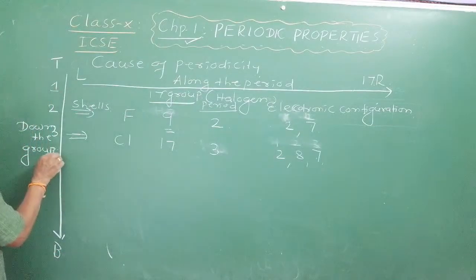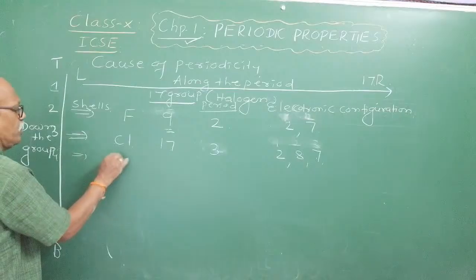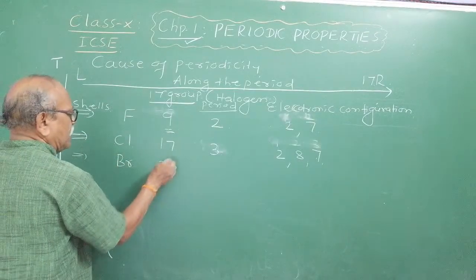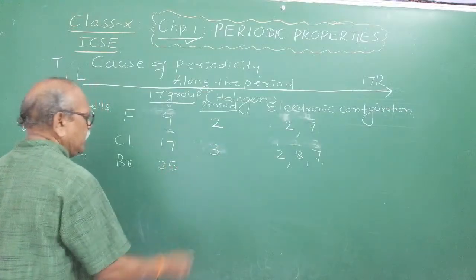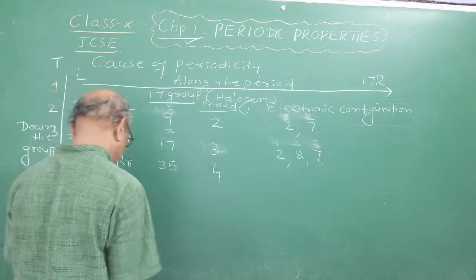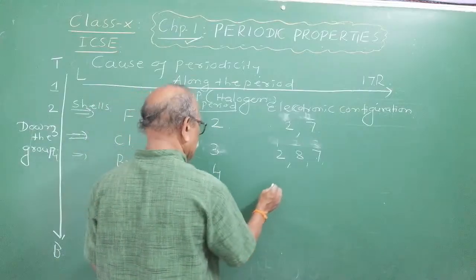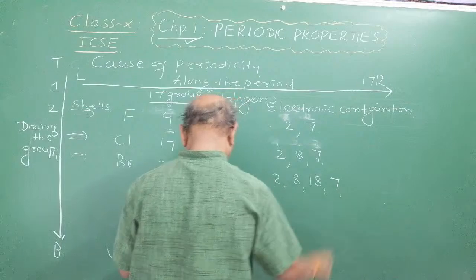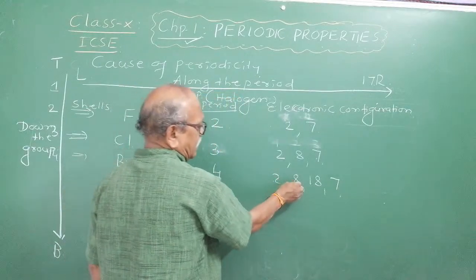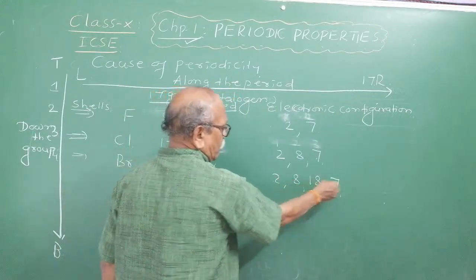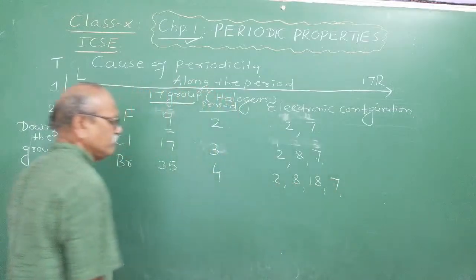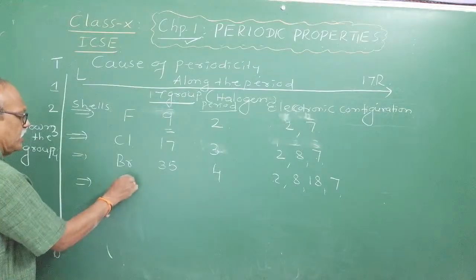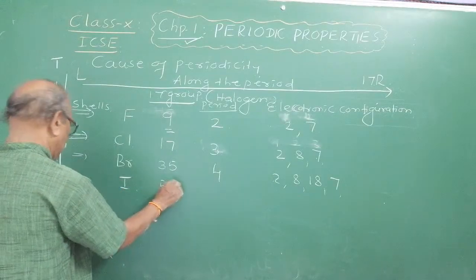In the fourth period, after fluorine and chlorine, you have bromine. Bromine has atomic number 35, one less than krypton, a halogen. It is placed in the fourth period. Its electronic configuration is 2, 8, 18, 7. You can note down: 2 plus 8 is 10, 10 plus 18 is 28, 28 plus 7 is 35. That is the electronic configuration of bromine.